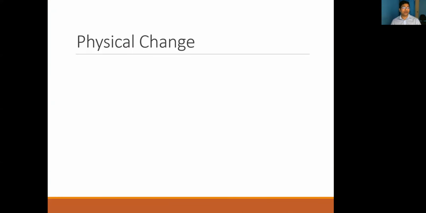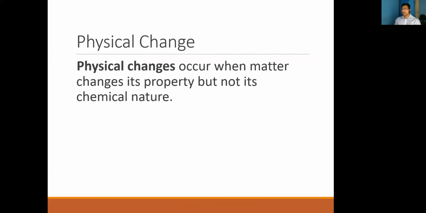Now I am going to describe physical change and chemical change to you so that you get some scientific idea and scientific thinking about change. Physical change occurs when matter changes its property but not its chemical nature. What does it mean by the property? Okay, let's see an example.